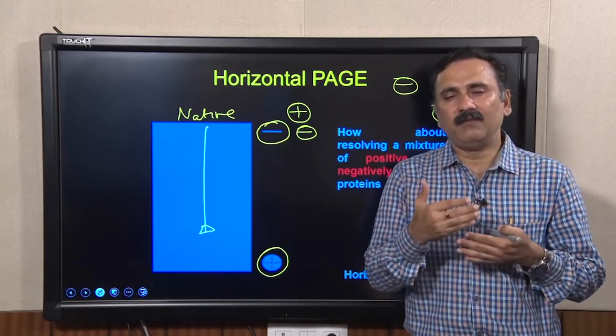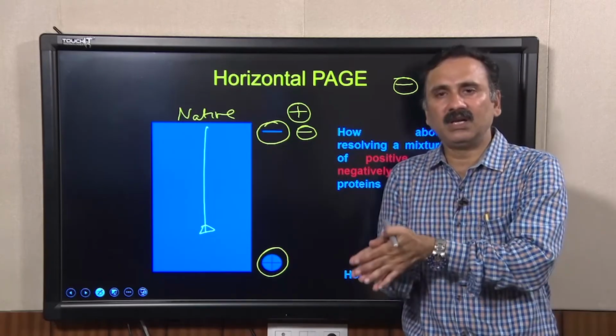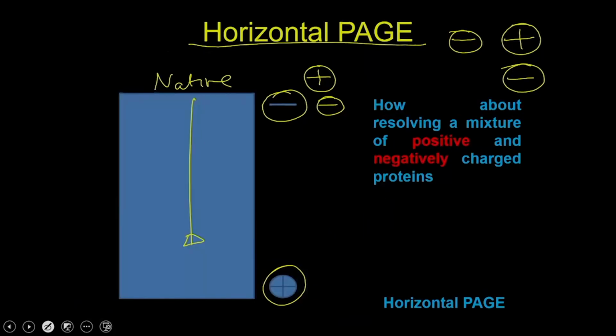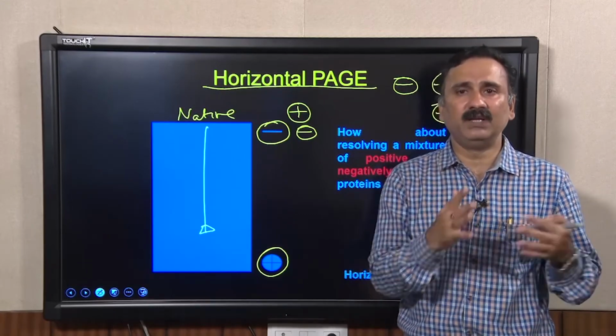So, if you have a complex mixture where you have positively charged and negatively charged proteins, you have to run the horizontal PAGE. Horizontal PAGE is similar to the agarose gel, but you are using the acrylamide instead of the agarose.